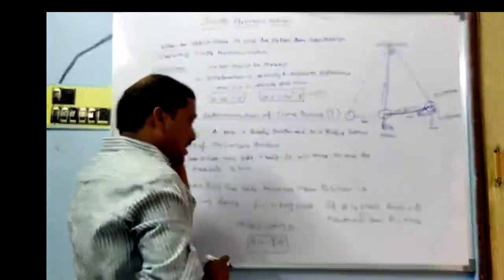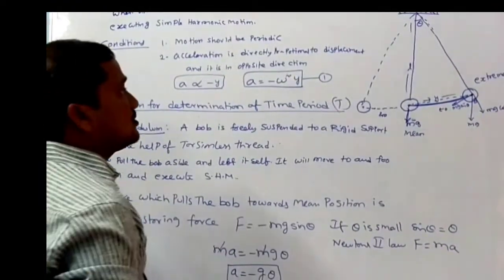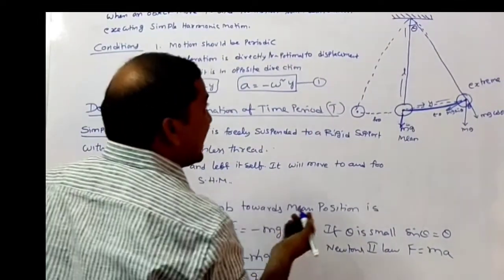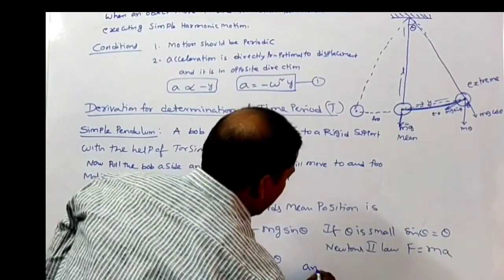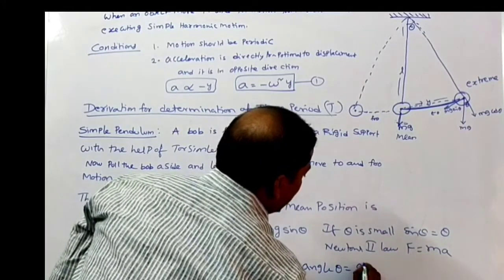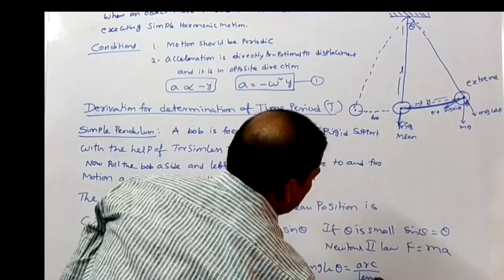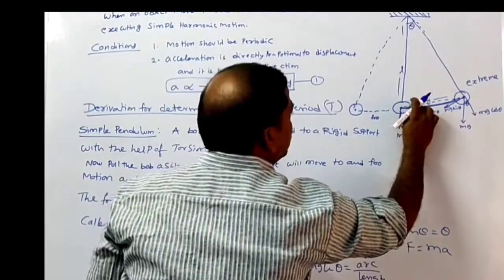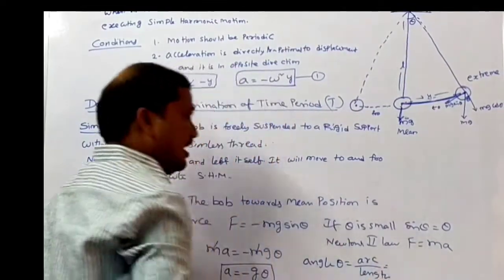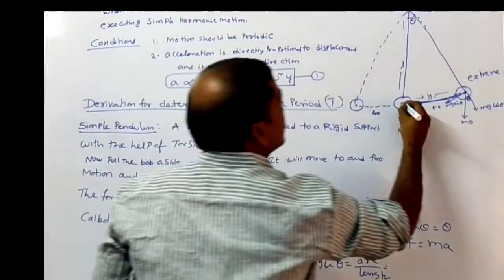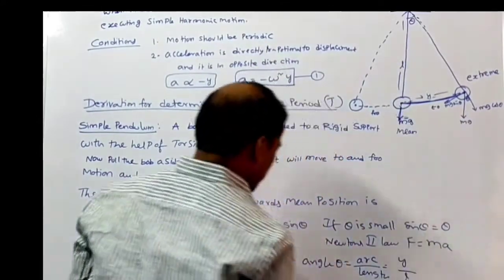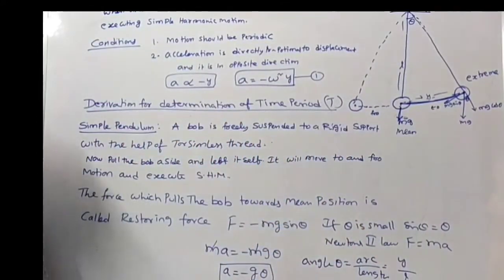From this triangle, I can get the value of theta. What is the formula for theta? Theta means angle. Angle theta is equal to arc by length. Simply you can use the formula, so no need to use this one. This is the y displacement. So angle theta equals arc by length. Arc is nothing but y here, and length is L. So instead of theta, you can put y by L.